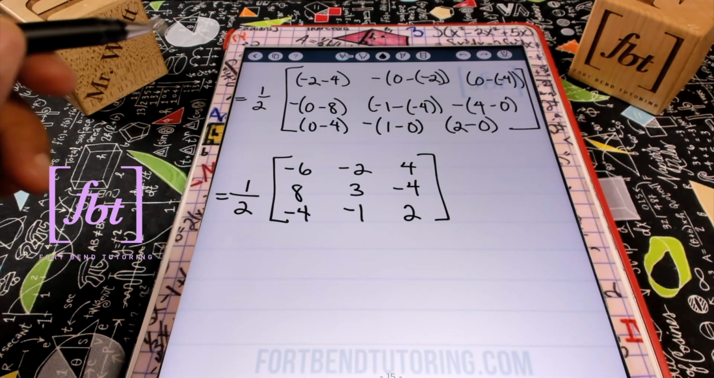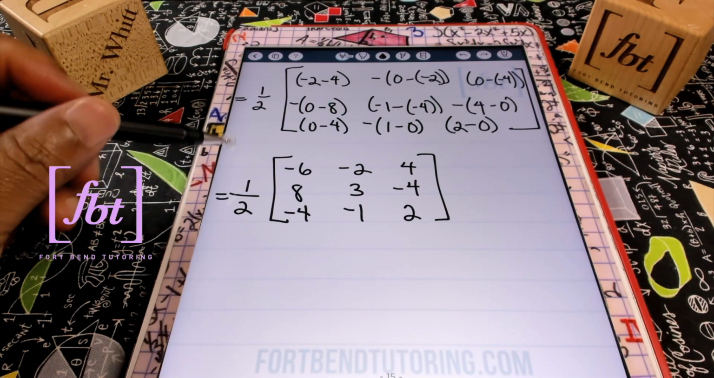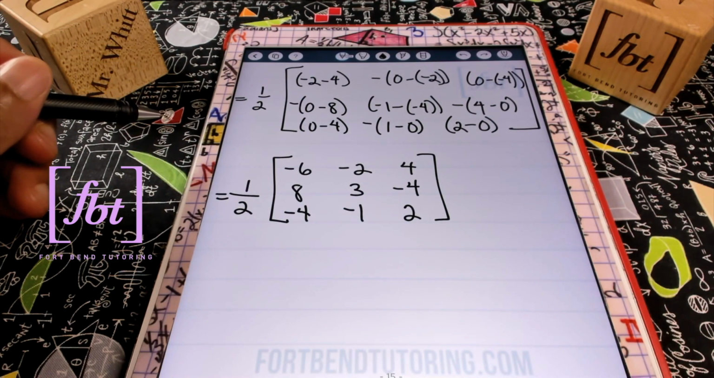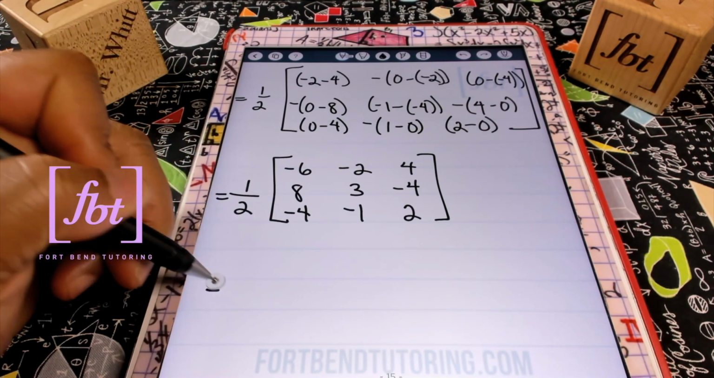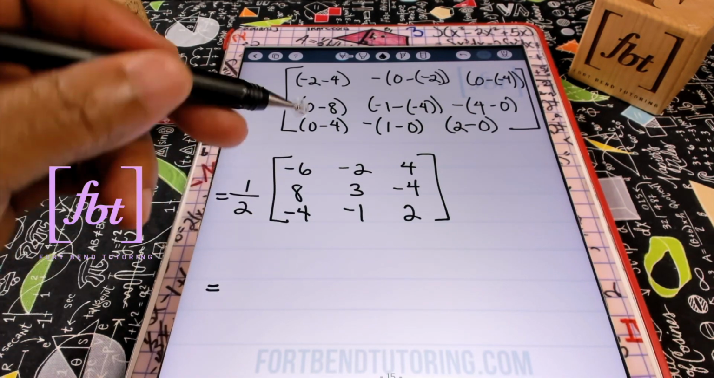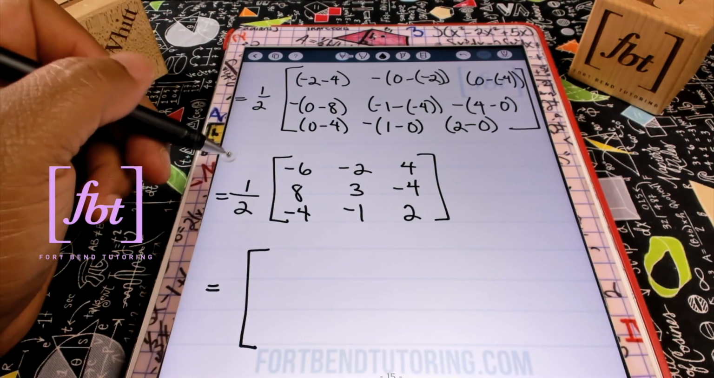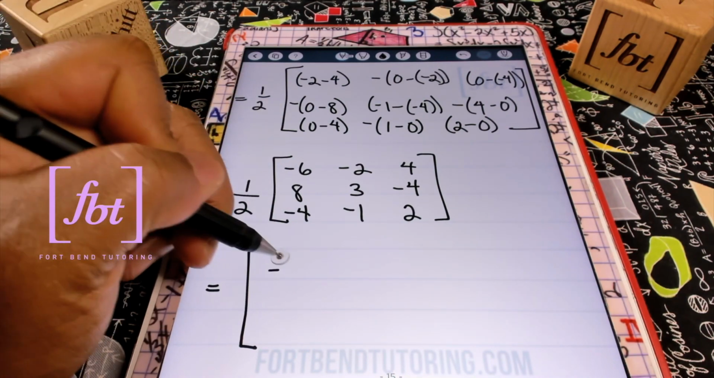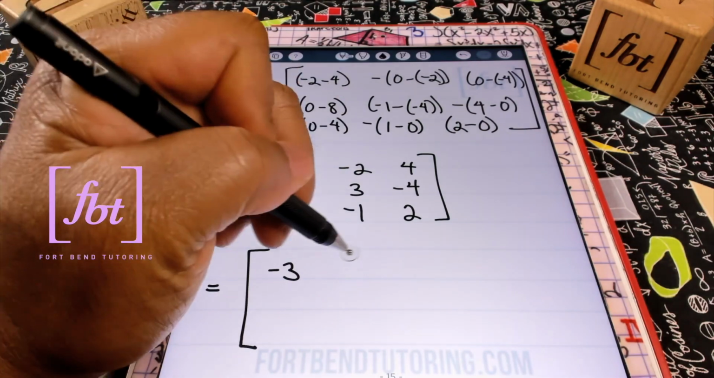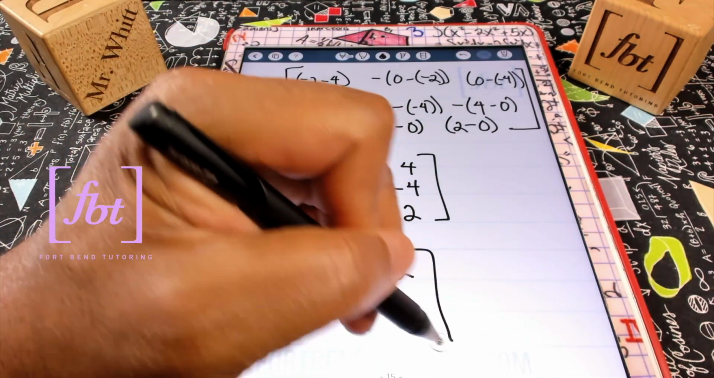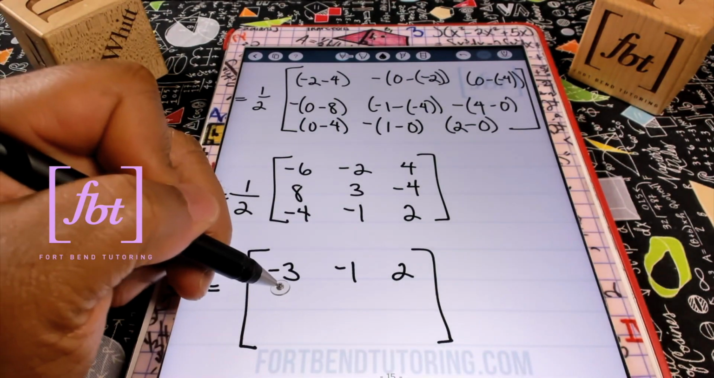So the next thing we'll do is multiply our scalar of 1/2 times every element within the matrix here. In other words, we'll be dividing all of the elements within by 2. So that means that our inverse matrix of A is equivalent to the following elements within the matrix. You'll have half of -6 is -3, half of -2 is -1, half of 4 is 2, and then you'll have half of 8, which is 4.